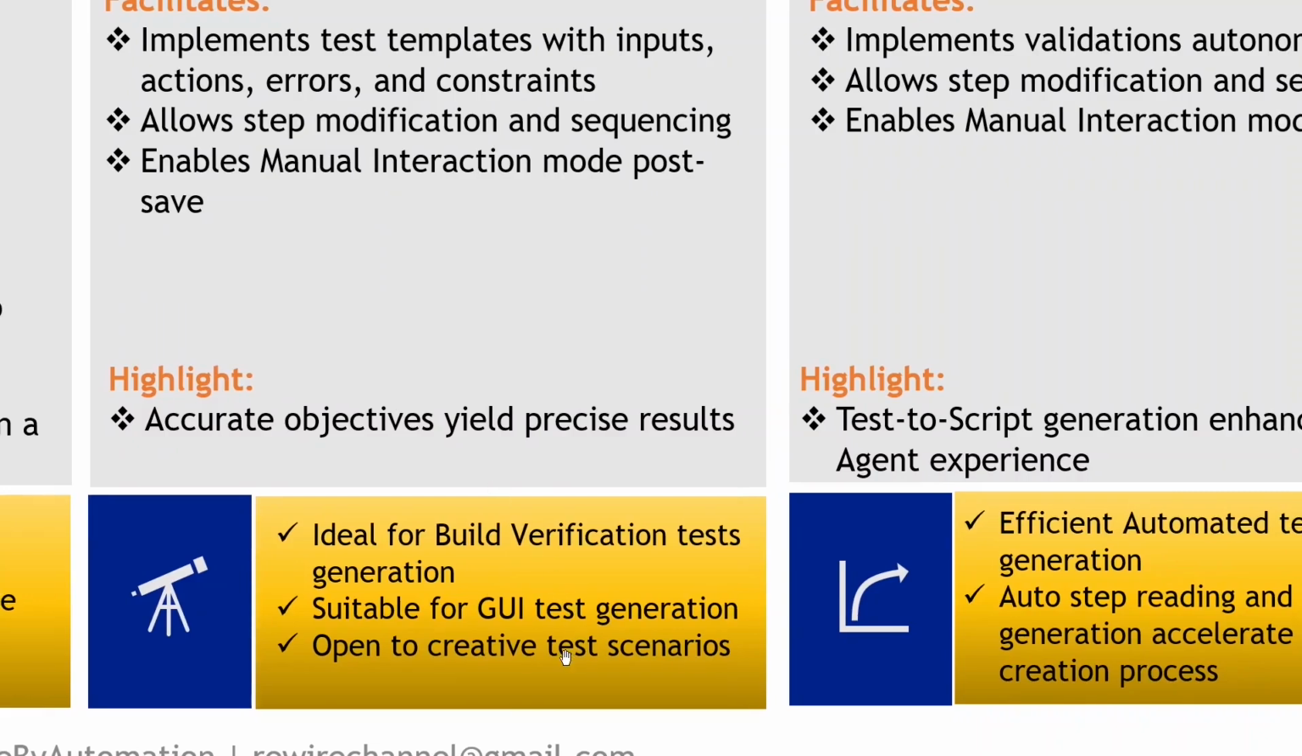And then there is GUI test generation. Suppose you have 10 fields, and you need to validate all those 10 fields one by one. For that you have to write the steps and ensure that everything is as expected. So in order to do that, either you have to write the steps, or you have to write the script.